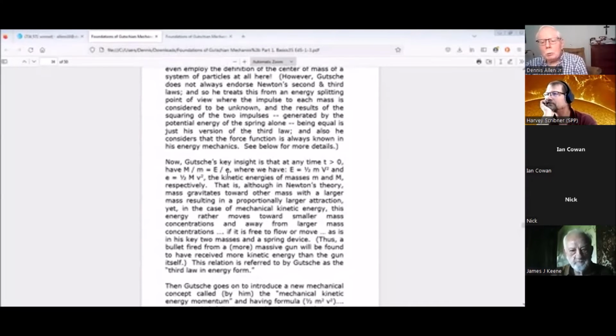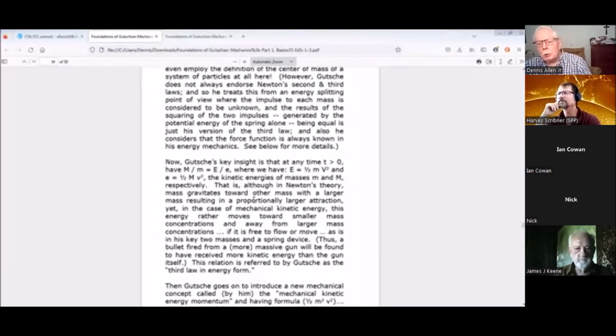Now, lowercase m times E, since E is in terms of lowercase m, is equal to 1/2 lowercase m squared uppercase V squared, and lowercase e times capital M is 1/2 capital M squared lowercase v squared. And the quotient is 1. So that means that lowercase m times E is equal to uppercase M times little e.